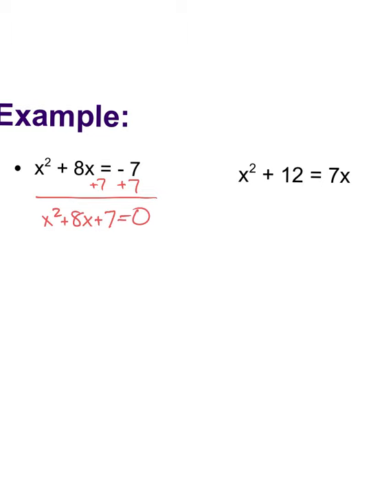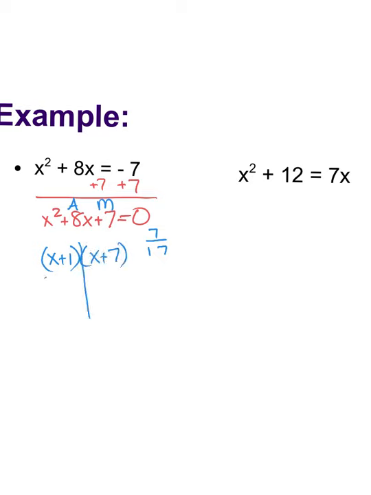Now if I want to factor this trinomial, hopefully you remember this is the AM method. What adds to 8 and multiplies to 7? Some kids like to write the factors off to the side. 1 times 7 is 7. Actually, those add to 8. So my factors are x plus 1 and x plus 7.